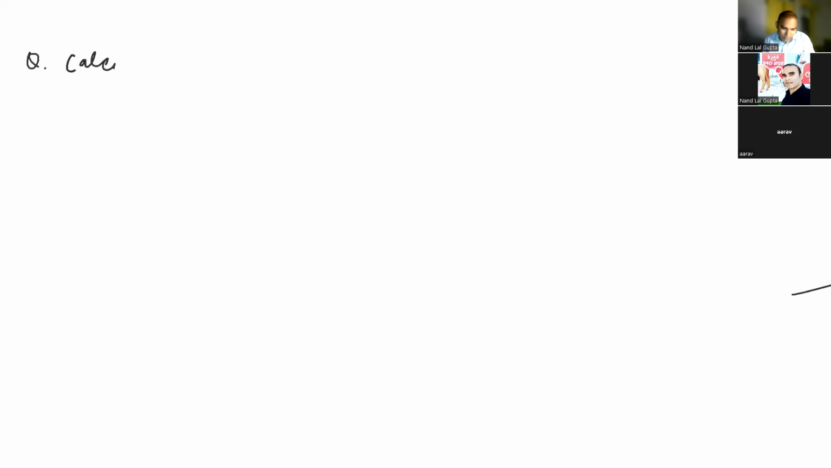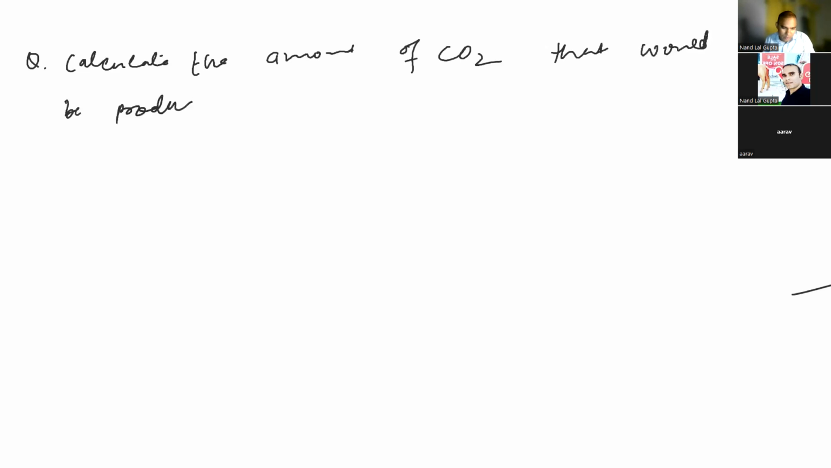You are saying, calculate the amount of CO2 that would be produced. They are talking about what would be produced. Okay, this question is with you. Now, they are saying 1 mole of carbon is burnt in air. They are talking about 1 mole of carbon burnt in air.